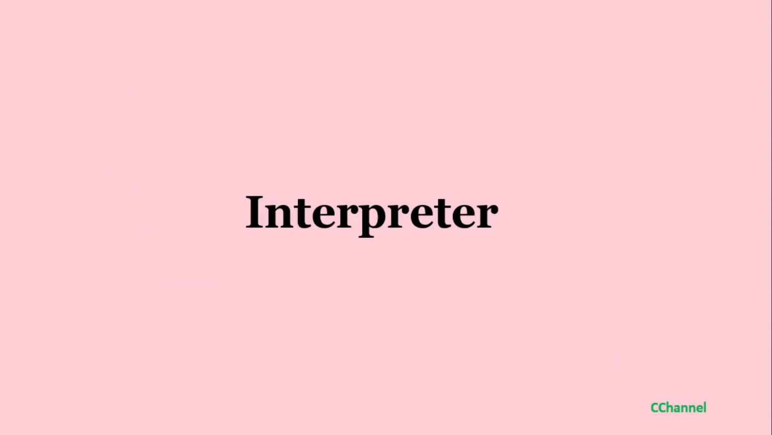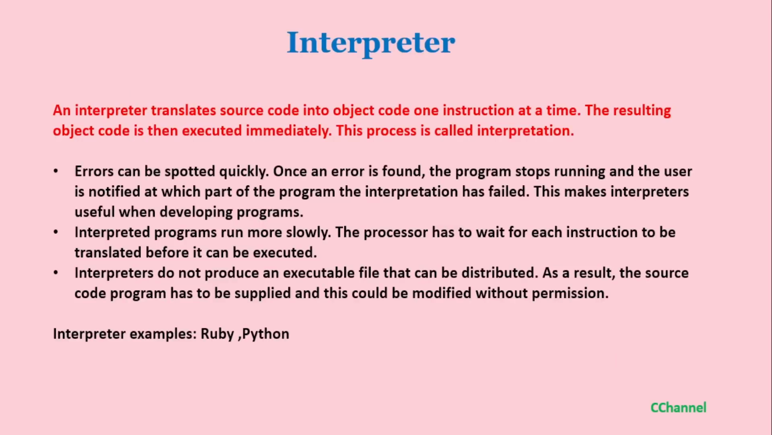What is an interpreter? An interpreter translates source code into object code one instruction at a time. The resulting object code is then executed immediately. This process is called interpretation. Errors can be spotted quickly.